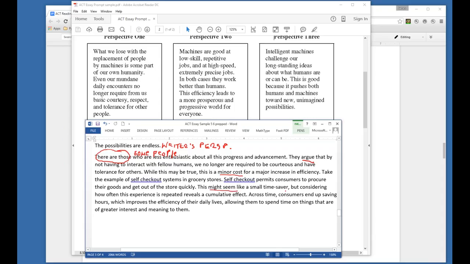This example might seem like a small time saver, but considering how often this experience is repeated, reveals a cumulative effect. Across time, consumers end up saving hours, which improves the efficiency of their daily lives, allowing them, so here we get the writer's perspective again. So this is the writer's perspective. Allowing them to spend time on things that are of greater interest and meaning to them. All right, so that's perspective number one.